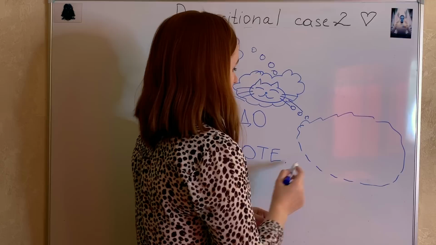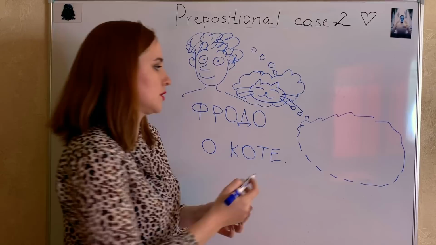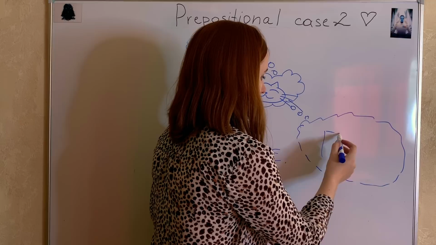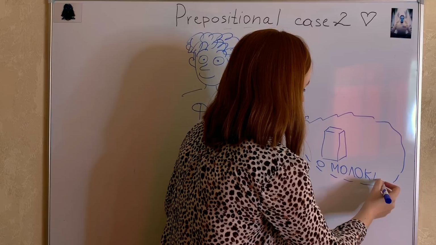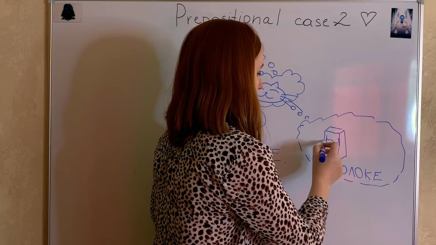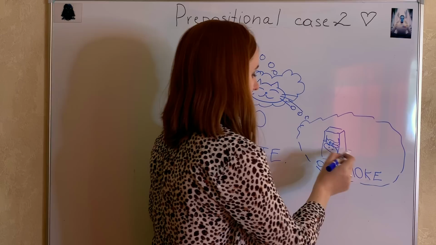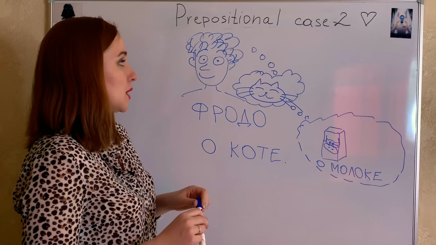I don't know. What can a cat be thinking about? Let's say о молоке, how to draw a milk pack. О молоке. About milk. Milk. So maybe some cow is here. Cow. Oh my goodness. Okay. Кот думает о молоке.